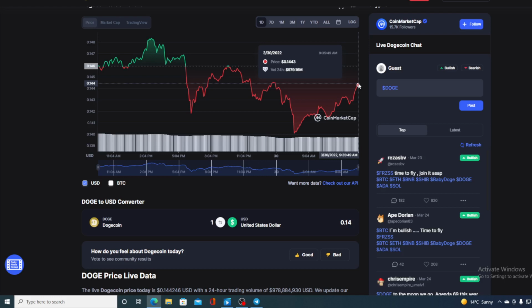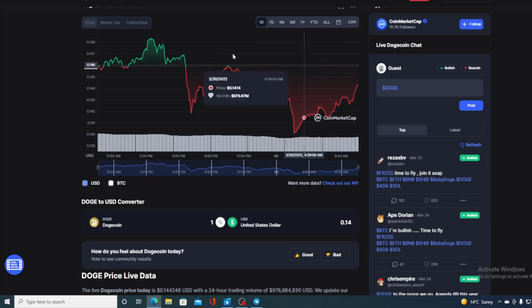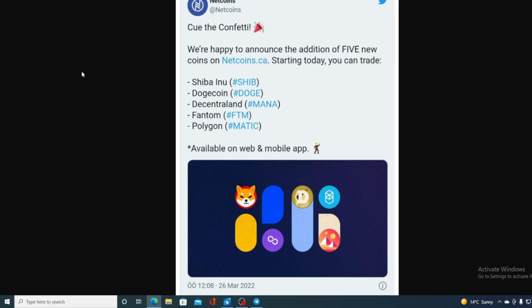Now, without any further ado, let me go back to the news that I started the video with. Check this out, guys. Netcoin has registered Dogecoin. We are happy to announce the addition of 5 new coins to netcoins.ca. Starting today, you can trade Shiba Inu, Dogecoin, Decentraland, Phantom, and Polygon. This is great news for Dogecoin, guys, and it will definitely have some impact on its price.